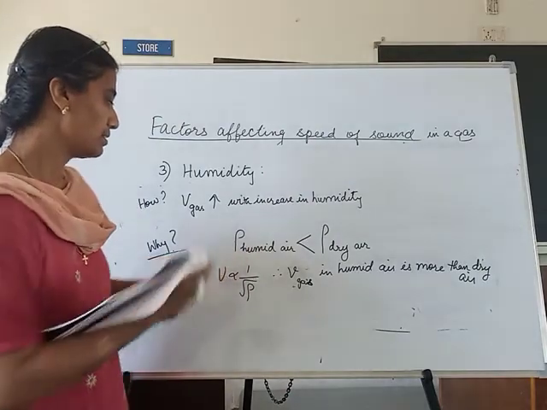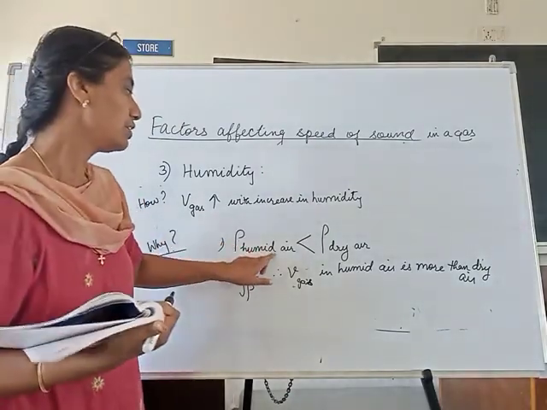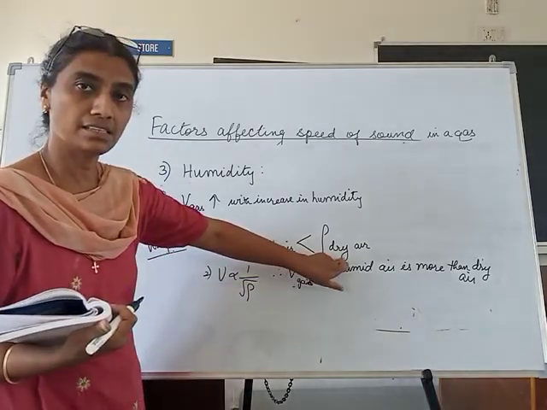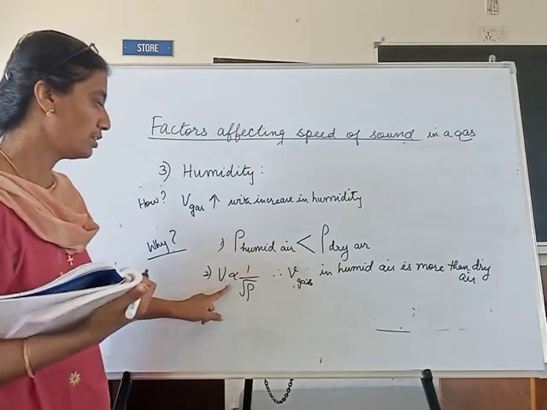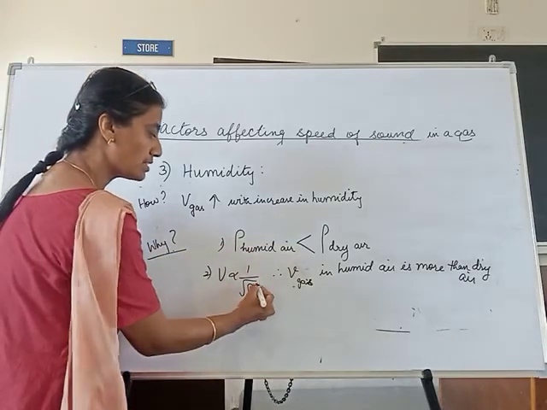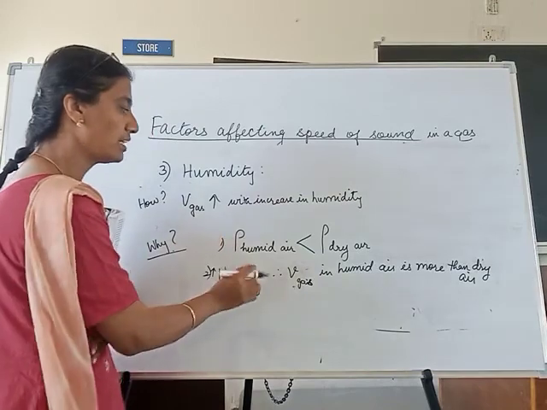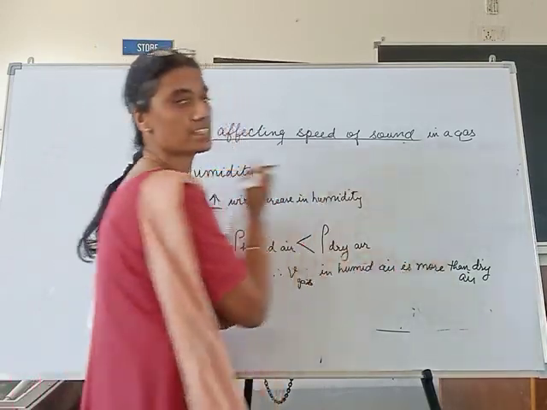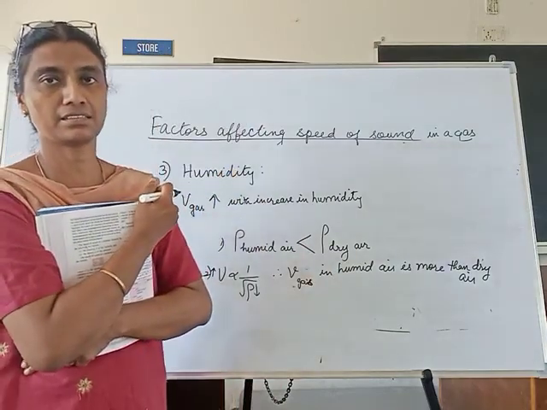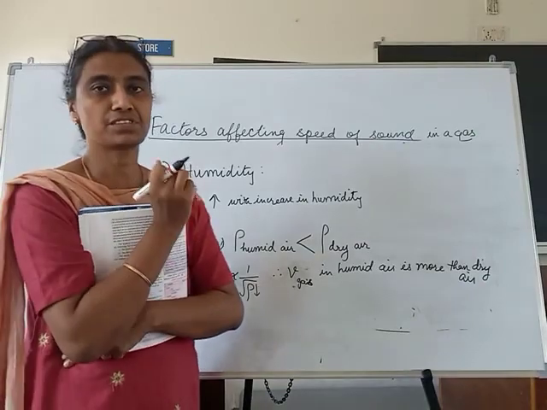Is it clear, children? So 2 points. First point you will mention, humid air's density is less than dry air density. That is, humid air's density is decreasing. Now from the formula, if the density decreases, that means speed of sound increases. So my conclusion is, speed of sound in humid air is more than speed of sound in dry air.